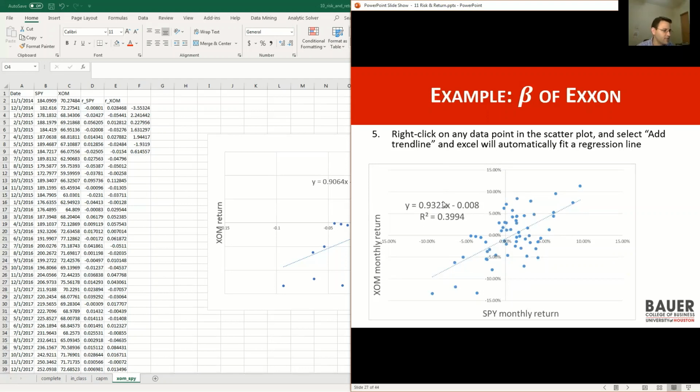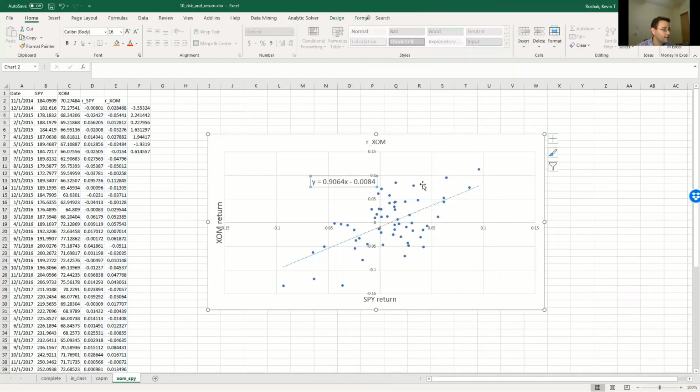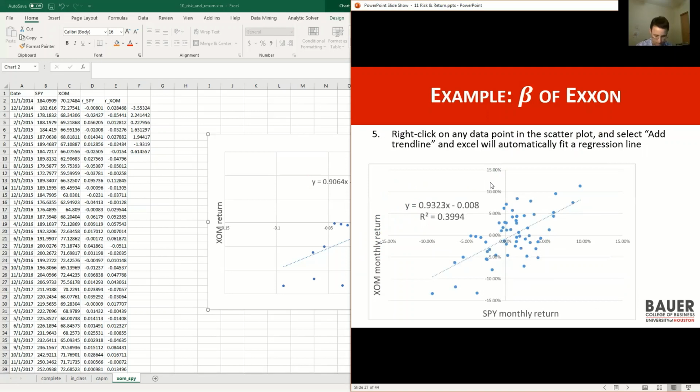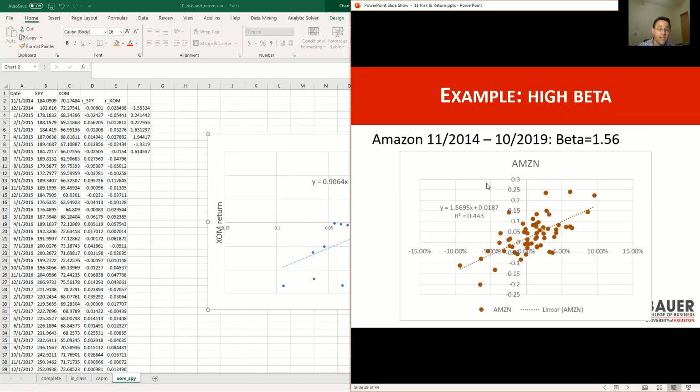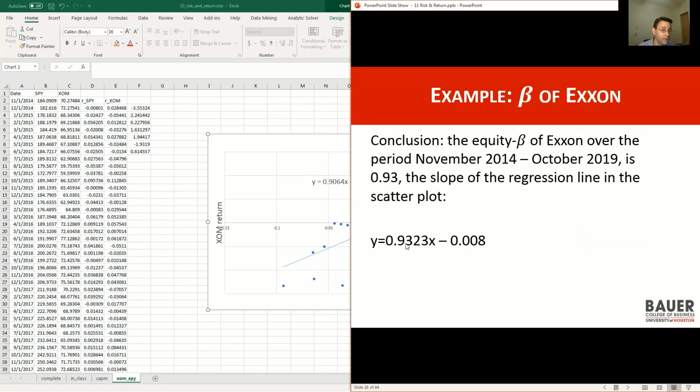I think I used slightly different data. When I did it before, I had a slope of 0.93 versus 0.90. So the conclusion from that, the bottom line, is that Exxon is moving about 90% with the market. Okay, so that gives us a beta of about 0.93.